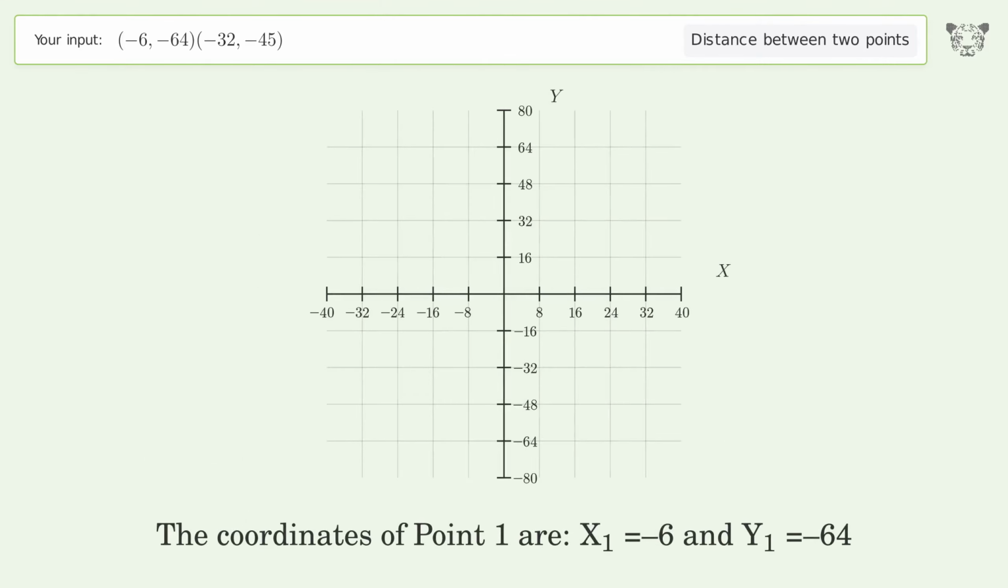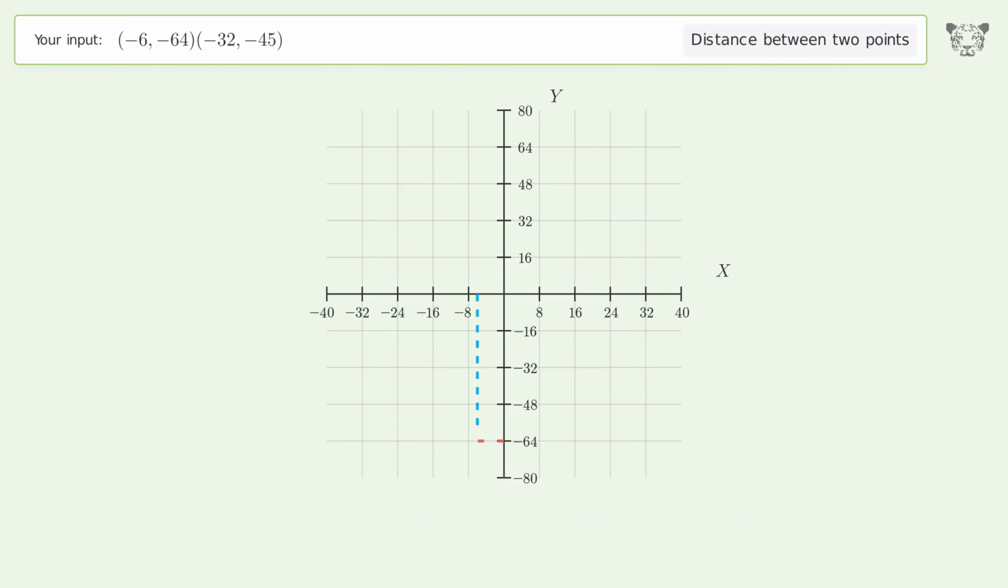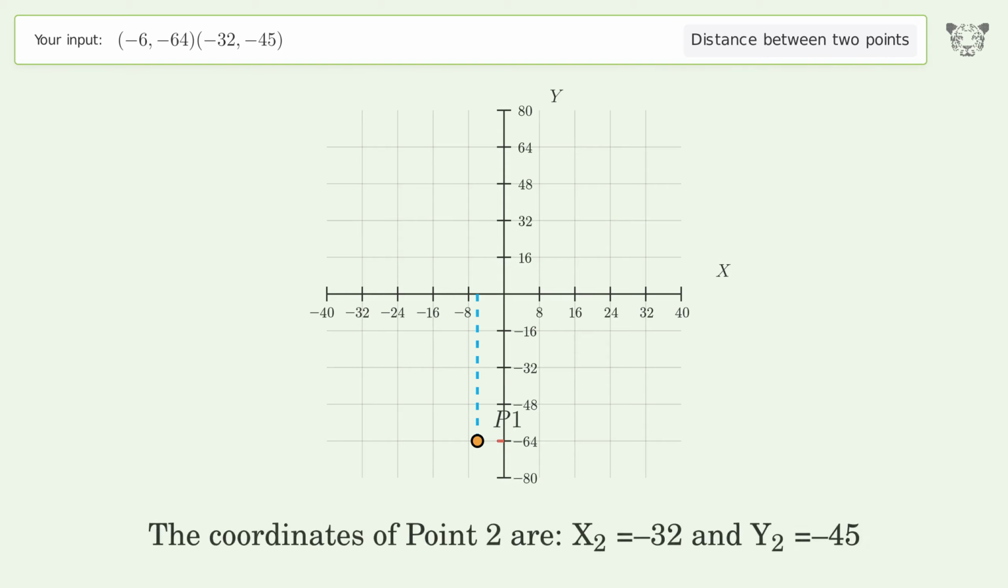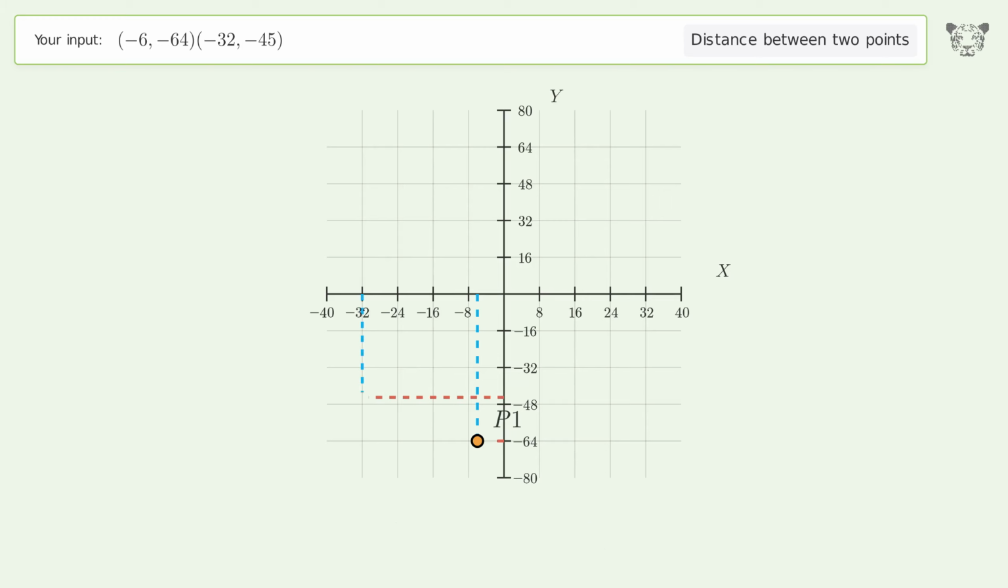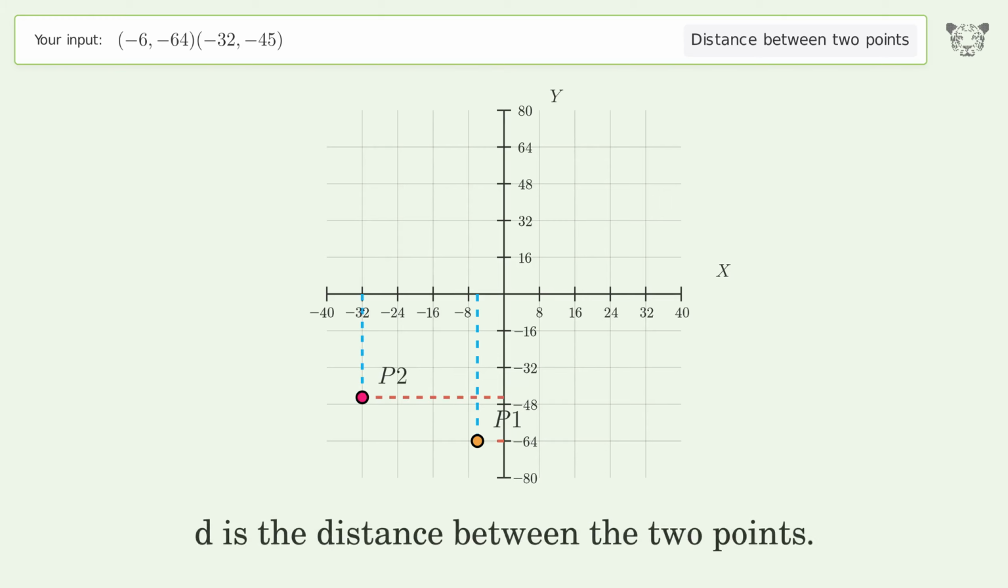The coordinates of point 1 are, x1 equals -6 and y1 equals -64. The coordinates of point 2 are, x2 equals -32 and y2 equals -45. D is the distance between the 2 points.